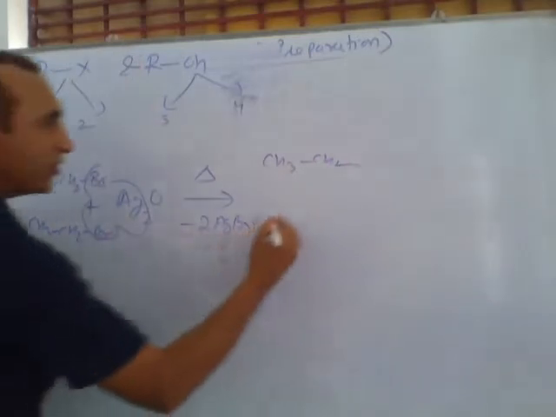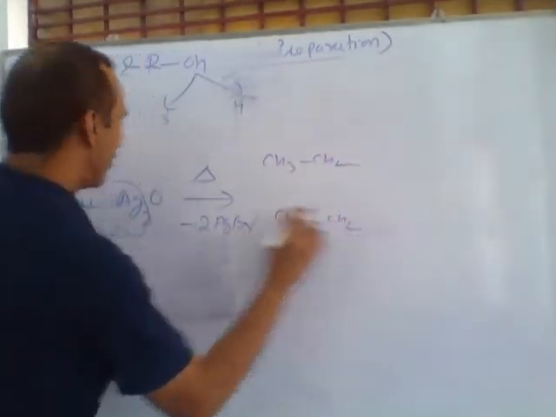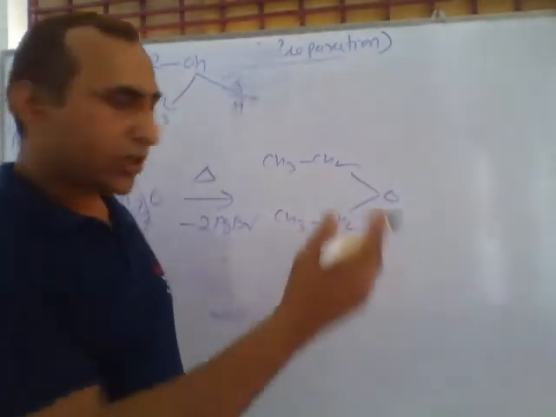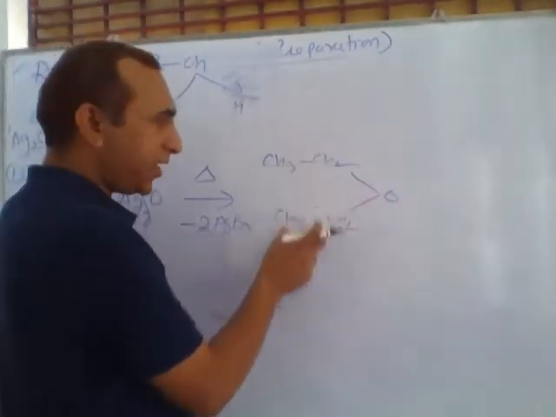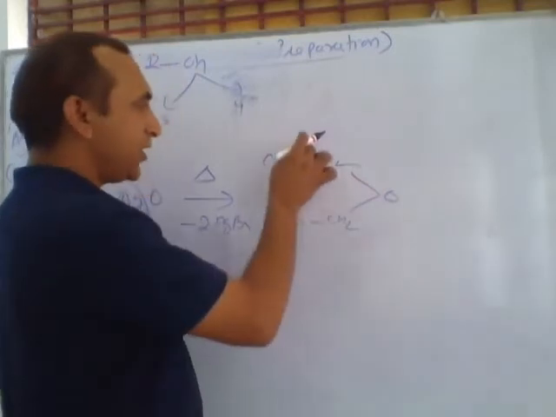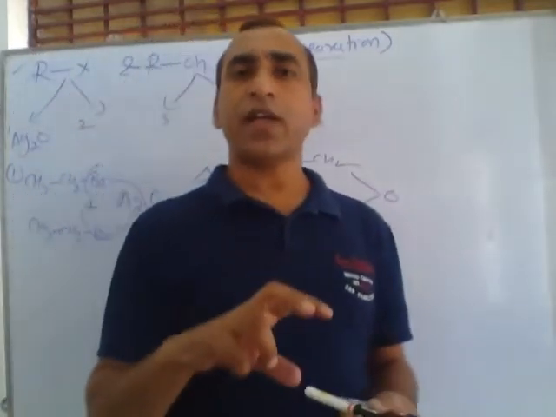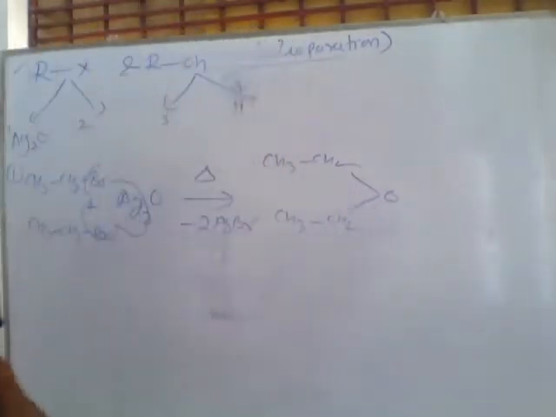CH3CH2, here also CH3CH2. These two directly connect with oxygen and an ether is formed. This compound is called diethyl ether. Otherwise we can say this is ethoxyethane. Ethoxyethane is the IUPAC name, but diethyl ether is the common name.